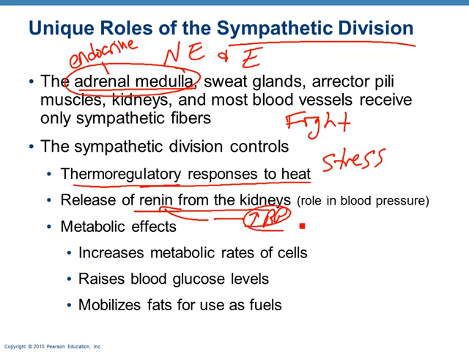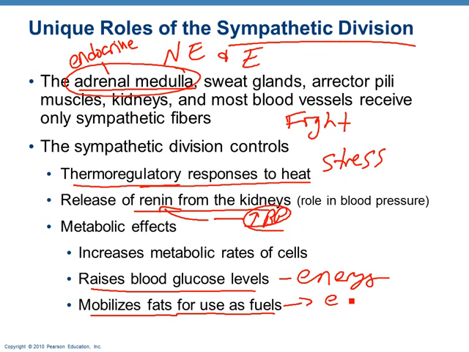Let's see what else. Sympathetic innervation will also cause the liver to release glucose. Why would you want to release glucose when you're stressed? Energy. Okay? And it also causes you to mobilize fat so that you can use fats for fuel, because we can also convert fats to energy. So anything that will allow you to use more energy is sympathetic.